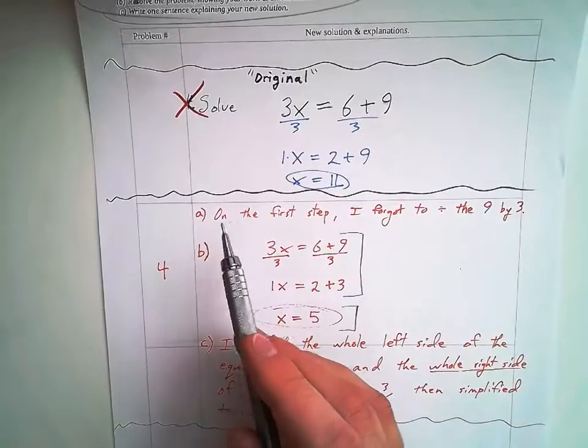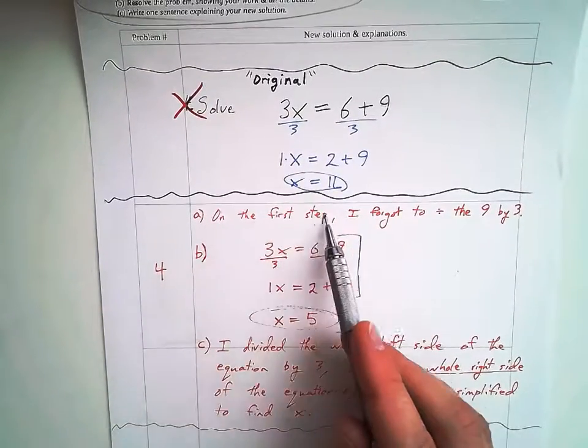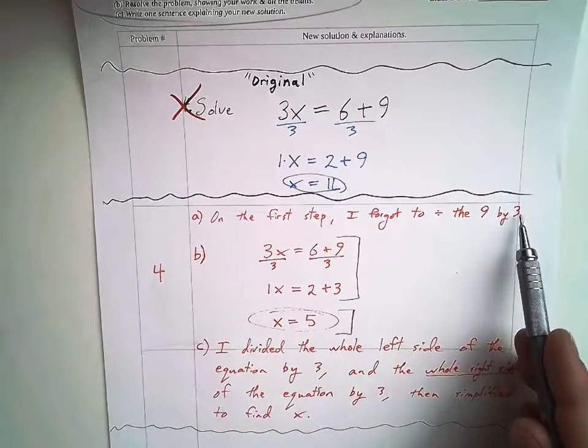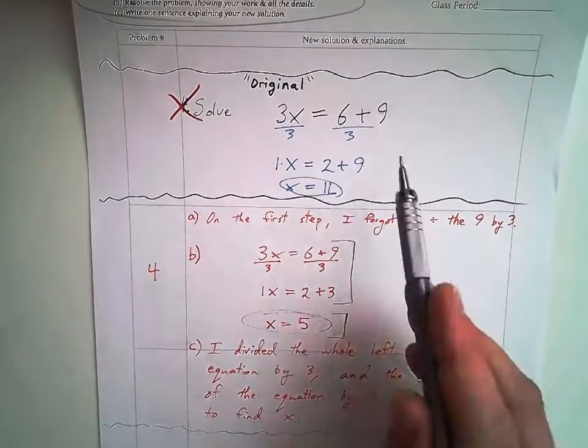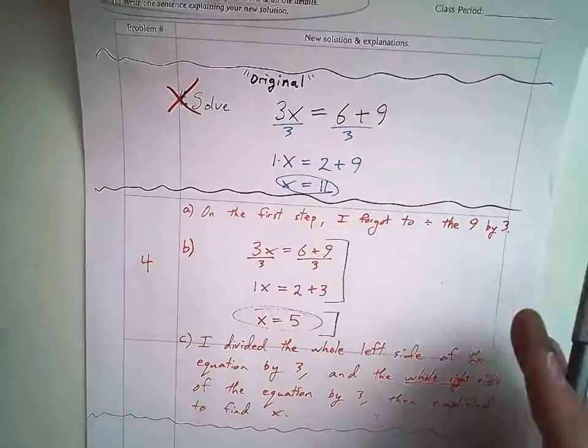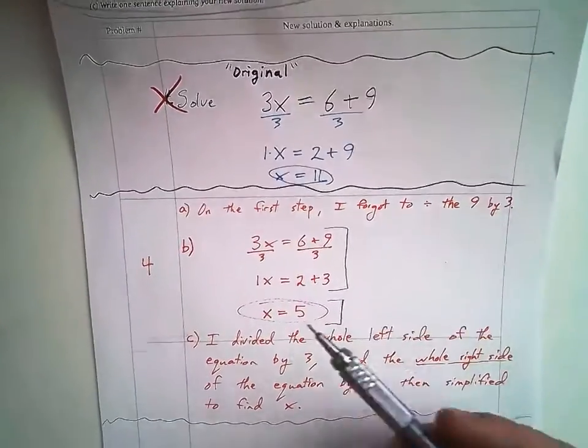First, part A, what did I do wrong? On the first step, I forgot to divide the 9 by 3. Nice, short, sweet, what I missed, where I messed up the first time.